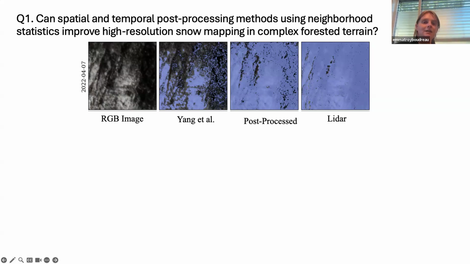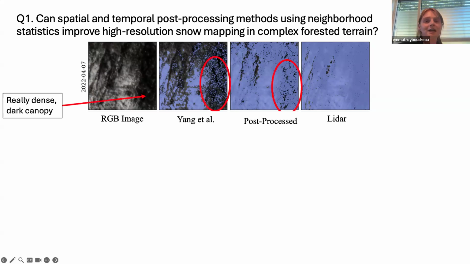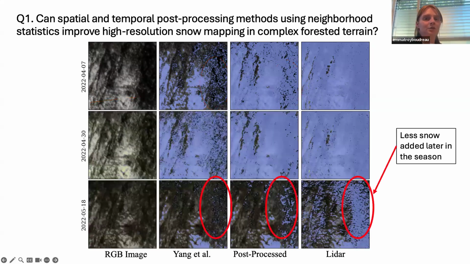Here we can see in this area where there's pretty dense dark canopy, the post-processing does add some snow in the canopy, and it gets it closer to what the LiDAR flight is saying. And so we can look at other dates, like this May 18th date that maybe had less snow cover. We're still adding a bit more snow in the canopy, but it's less effective than when there was a lot of snow to begin with.